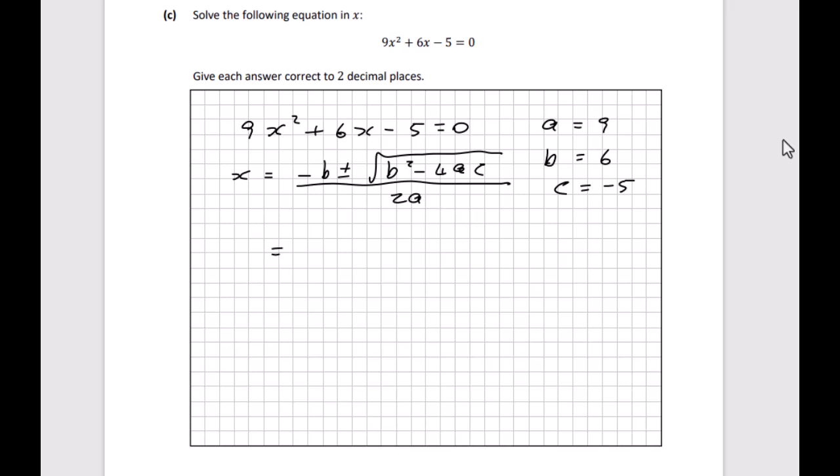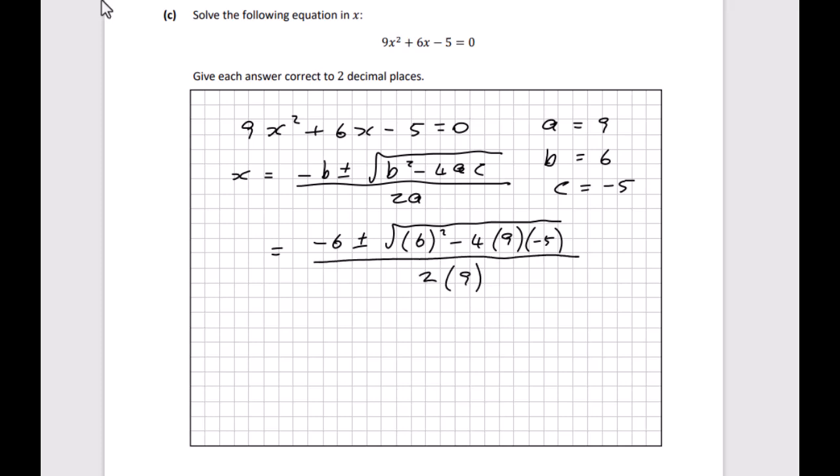So minus b, so b is 6, so it's going to be minus 6. Plus or minus the square root of, put these in brackets, it's going to be 6 here, which we've got a square, and then it's minus 4 times a, which is 9, c, which is minus 5. All of that is over twice 9. So it's minus 6 plus or minus the square root of something over 18.